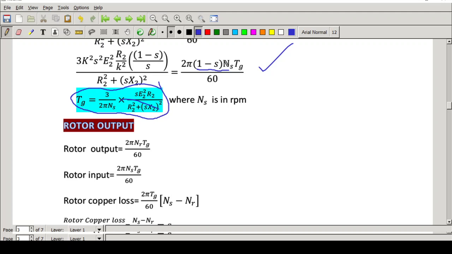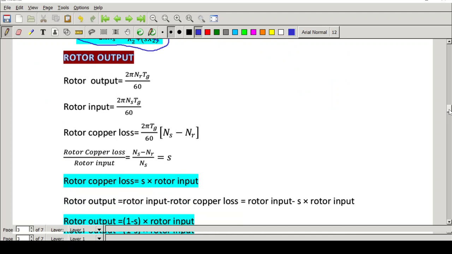Now this equation is very important. Here you can see that the torque and the speed are connected, and we can also see the slip term, the rotor resistance, the rotor reactance, and the supply, that is, the induced EMF proportional to the supply voltage. So this relation is very important because you will be using this equation for doing problems. Now, moving further, there are some other important relations which we can derive.